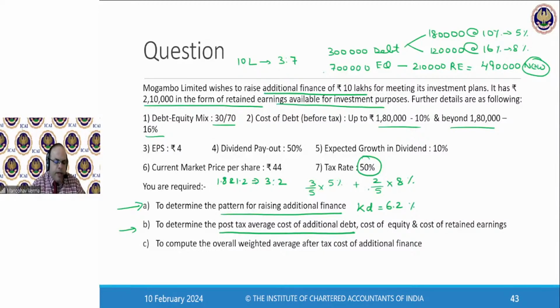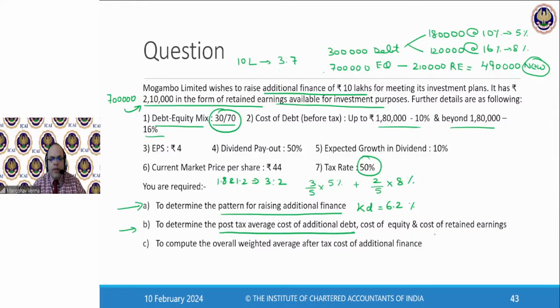Examer says, please repeat the capital mix pattern. Examer, the capital mix pattern is given here, 30-70 debt equity. So debt is 3 lakhs and equity 7 lakhs. But in equity, out of the 7 lakhs, you already have 2 lakhs 10,000 as retained earnings. So 490 is what we are looking at here, 490, is the additional equity.